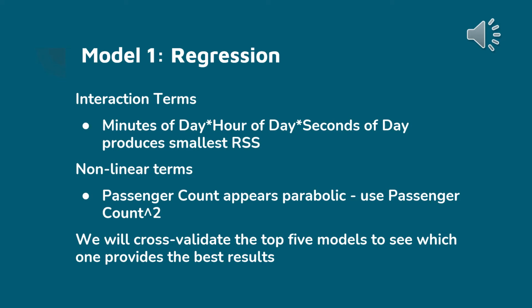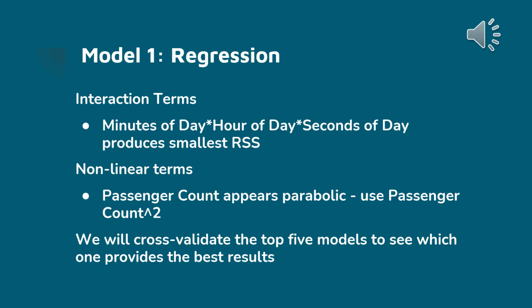To add a few more, we wanted to look at some interaction terms. Since we had broken time into 3 separate variables, we figured let's start by using some interaction between those 3. So we were able to compare minutes of the day times hours of the day times seconds of the day to create one model with interaction. And we created another model using some nonlinear terms. We noticed that the passenger count plot versus fare amount seemed to be parabolic, so we decided to use passenger count squared as our nonlinear term. So this would be our 5th model.